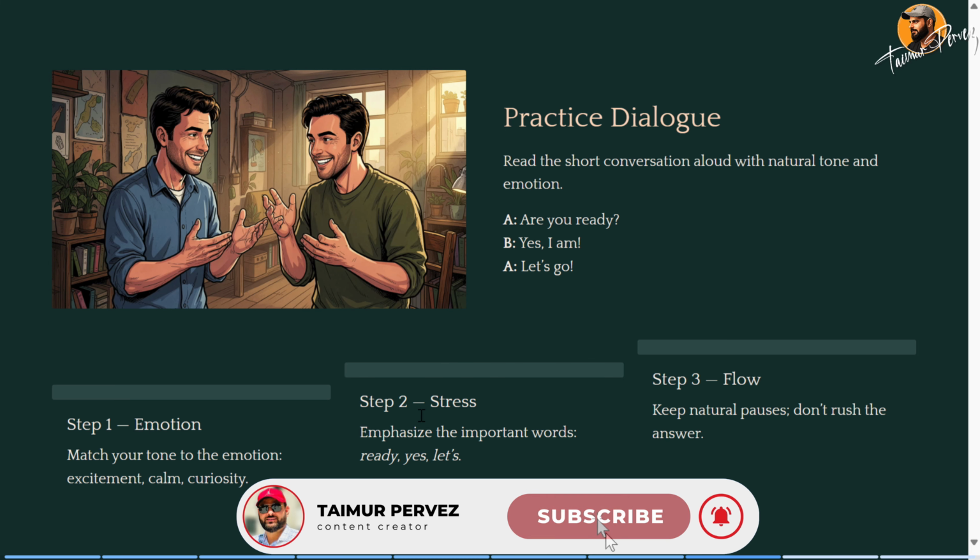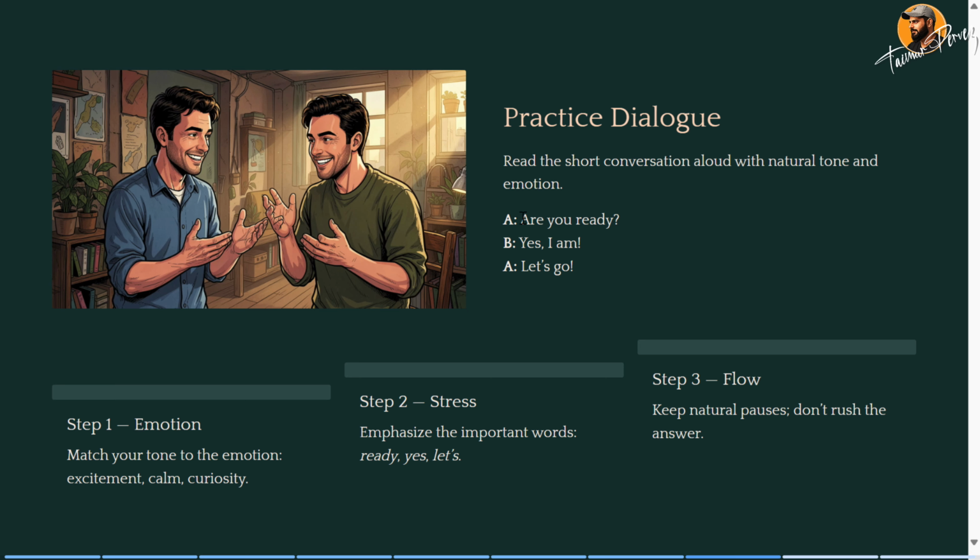Step number 2 is the stress. हमें एम्फेसाइज करना है ज़्यादा इम्पॉर्टेंट वर्ड्स पे. जैसे यहाँ पे इसने पूछा है "Are you ready?", तो हम सिचुएशन के हिसाब से डिफरेंट वर्ड्स पे भी एम्फेसिस कर सकते हैं. जैसे "Are you ready?", हमने यहाँ पे "are" पे फोकस किया है. When I am emphasizing "you", then the sentence will be "Are YOU ready?" And when I am focusing on "ready", the sentence would go like "Are you READY?"